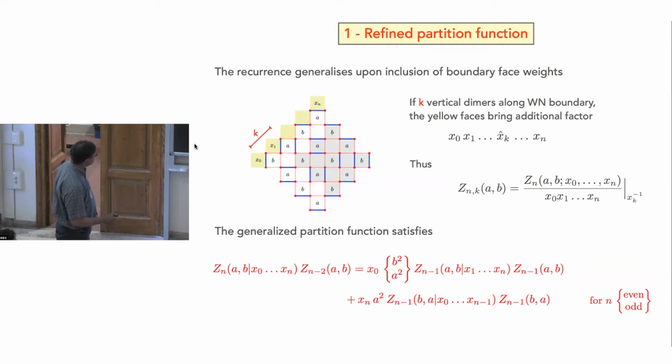And you can easily see why you have factors here, because altogether these four partition functions will actually see every dimer except this one. You see, it doesn't.